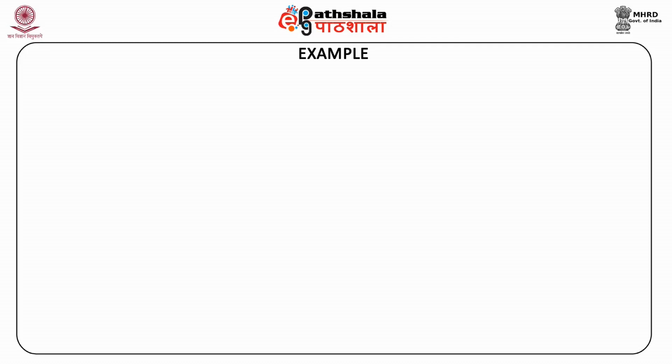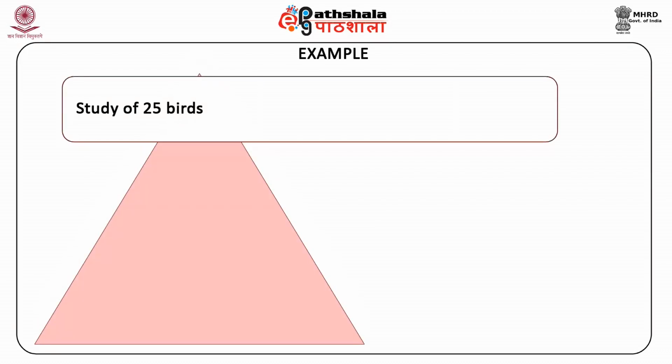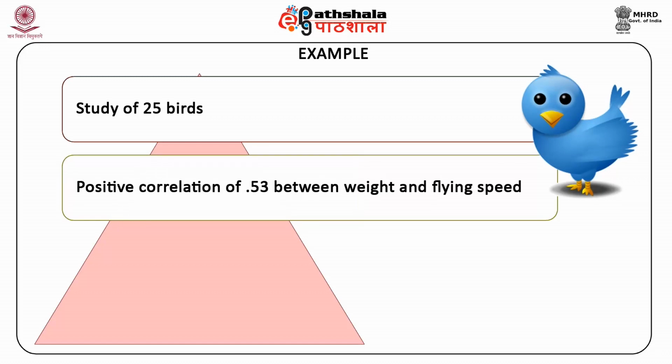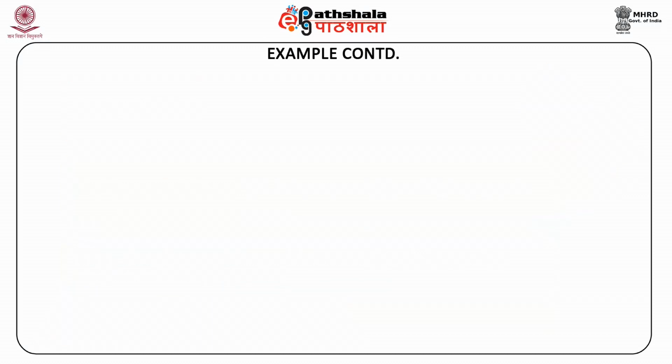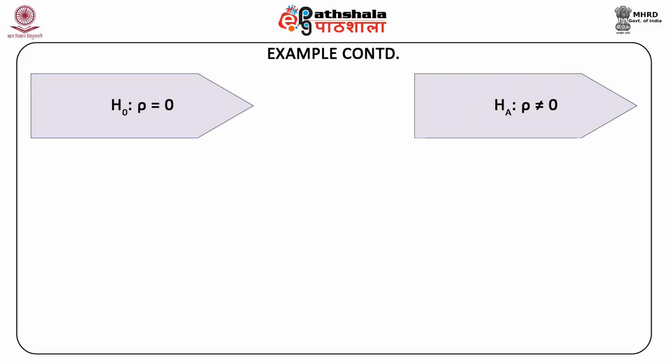Illustration 3. A study of 25 birds found that a positive correlation of 0.53 exists between the weight and the flying speed of the birds. At 1% level of confidence, does there exist a positive correlation between the weight and the flying speed? We will firstly state the null and alternative hypothesis. H naught: rho is equal to 0 and HA: rho is not equal to 0, and alpha is equal to 0.01.